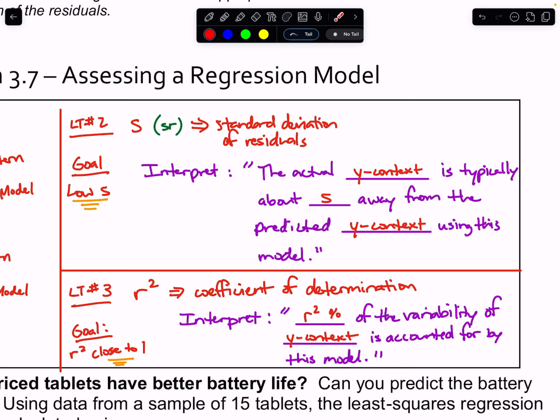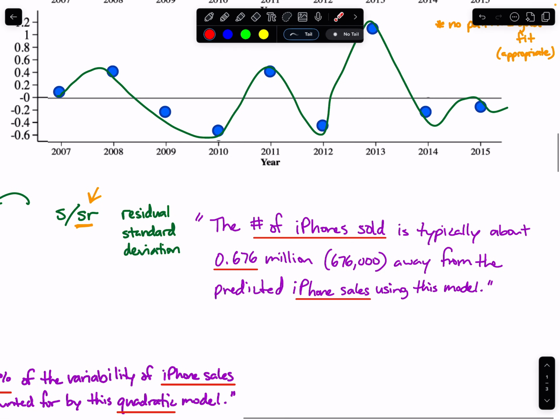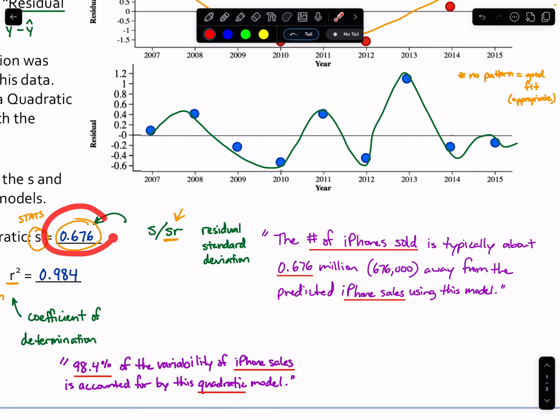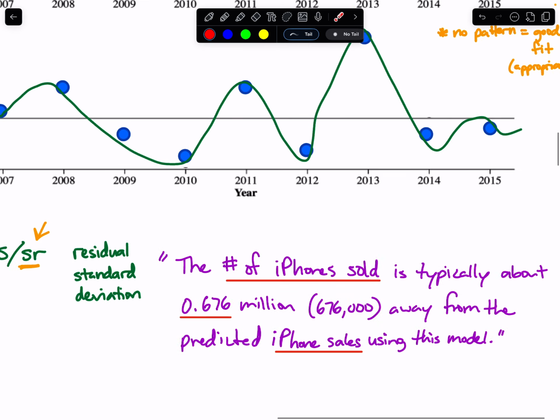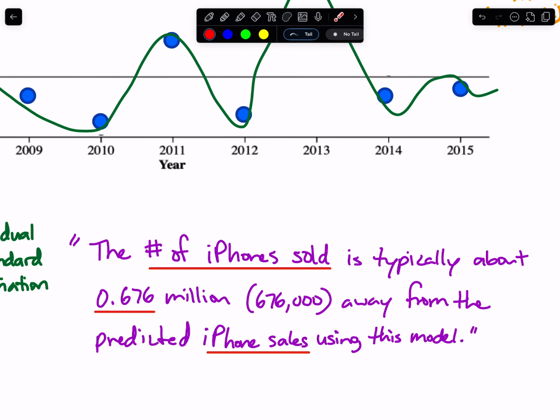I'll show you those examples up above in our iPhone situation in just a second, but that's what these two things are referring to. So again, for S and SR, we want a low S, and for R squared, we want a high percentage close to 100%. So what does that look like? For our residual, we had 0.676. So the number of iPhones sold is typically about 0.676 million, which is about 676,000, away from the predicted iPhone sales using this model.